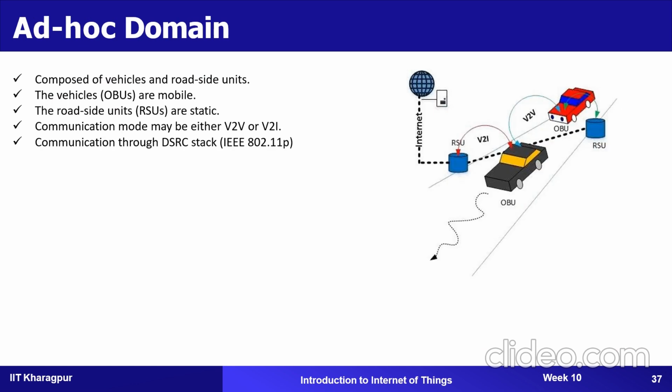Next one is your ad hoc domain. It is composed of vehicles and roadside units. The vehicles, that is your OBUs in this case, are mobile, and the roadside units are static. The communication mode is either vehicle to vehicle or vehicle to infrastructure. The communication can take place through your DSRC stack, that is your IEEE 802.11.